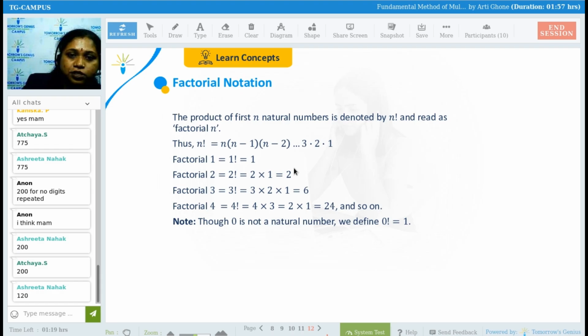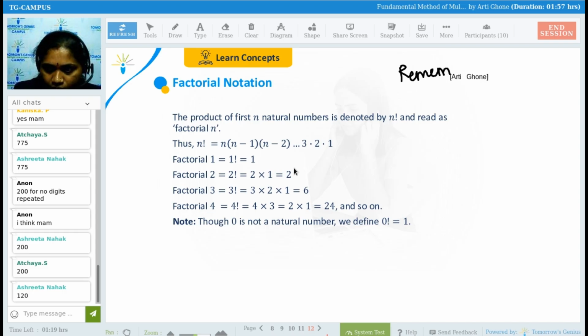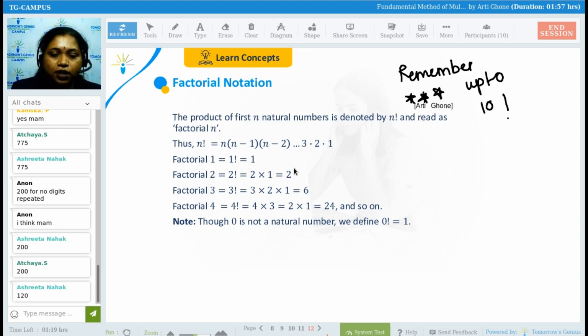So this is about the chart. So what is your homework? Remember up to 10 factorial. A very, very important thing. Clear? This is a very important thing.